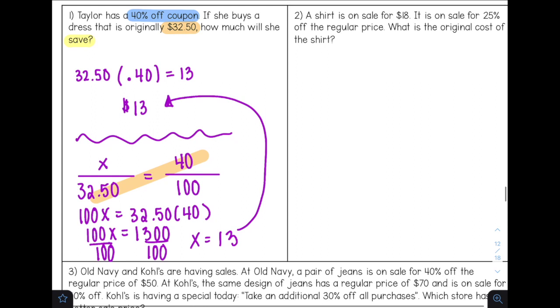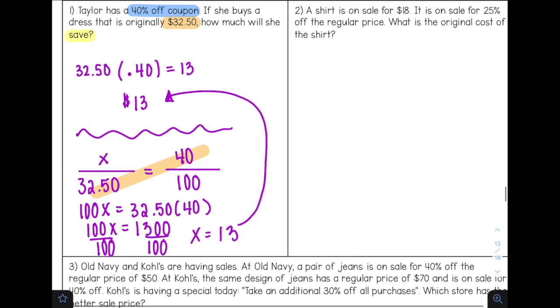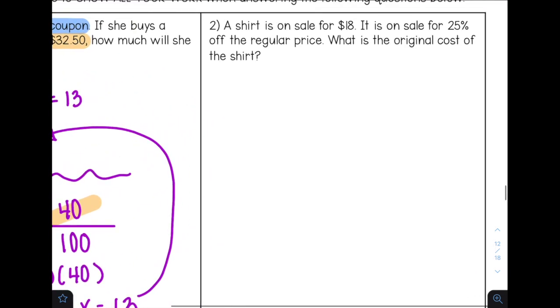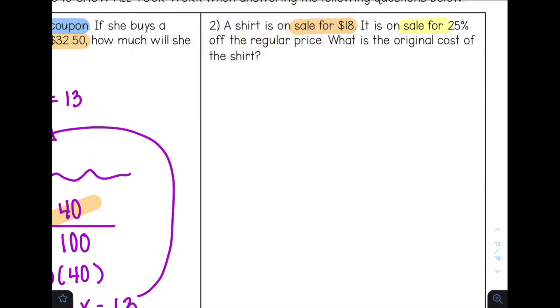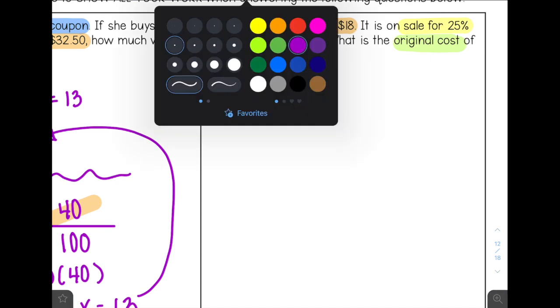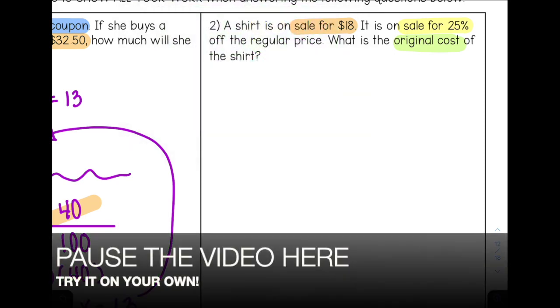Okay. Number 2 is a little tricky. I'm going to help you set it up and then you're going to try on your own. So this shirt is on sale for $18. You know that the sale price was 25% off the original, and you need to actually find what the original cost was. So here we're working backwards. All right, so pause the video, try number 2, come back and check your answer.